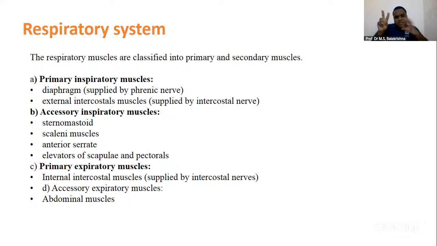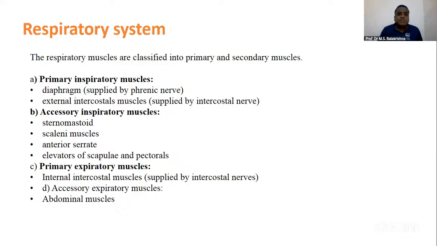But other muscles which support them are the sternomastoid muscle, splenius muscles, and then the anterior serratus muscle, elevators of scapulae and pectoralis. So these are the accessory muscles. This can be an MCQ: which is the primary and what are the accessories? Four options will be given. You have to pick the correct answer.